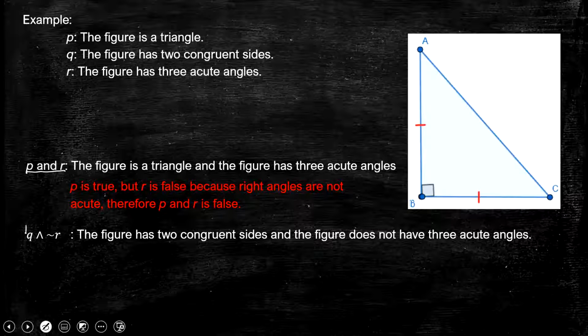The next conjunction they're asking about is Q and not R. Remember, the squiggly R is the not, the negation of it. So our conjunction now is the figure has two congruent sides, that's Q, and the figure does not have three acute angles. That's the not R part. We've just proven that it doesn't have three acute angles, so not R is true, and Q is also true because it has two congruent sides. So now our whole conjunction is true.